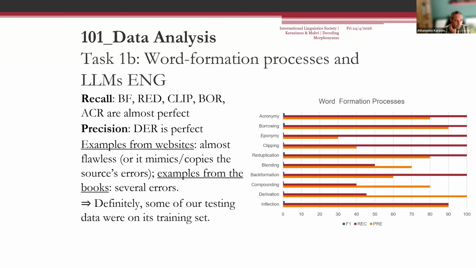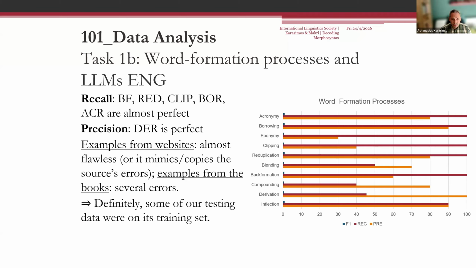Now, in the word formation process of the LLMs in the English language, we saw that for back formation, reduplication, clipping, and borrowing, accuracy was almost perfect for recall. But for precision, which was most important, derivation was almost perfect.